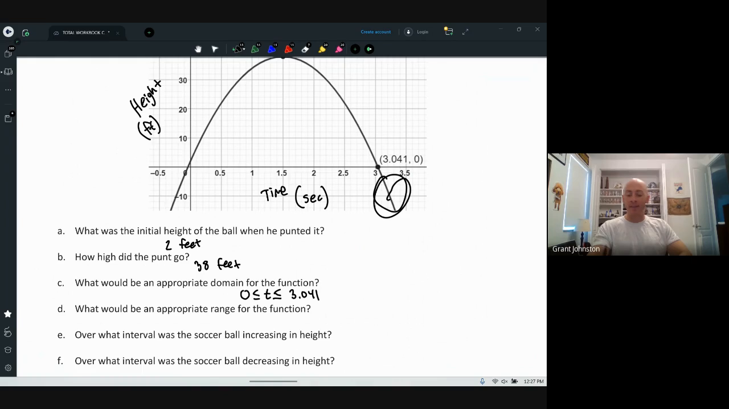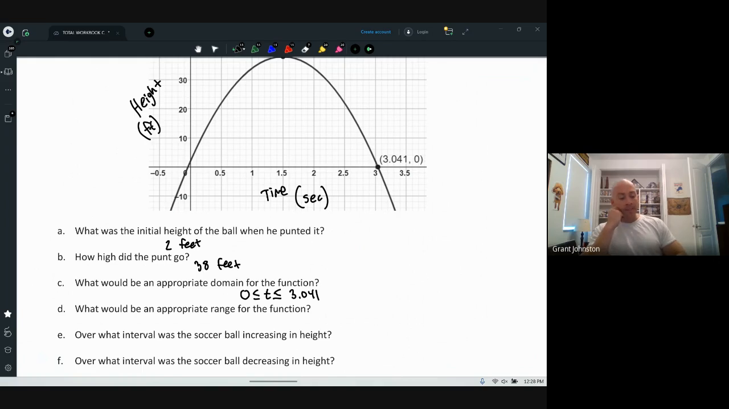That doesn't make any sense, right? The height would be negative. That makes no sense. And it doesn't make sense for anything to exist before 0 seconds in the negative. So I'm going to say between 0 and 3.041 seconds. So that's the idea there. You really got to interpret some of this stuff.